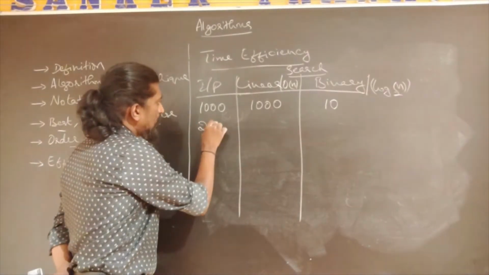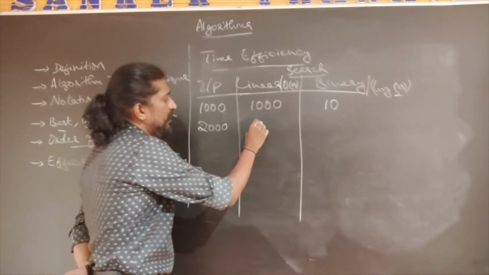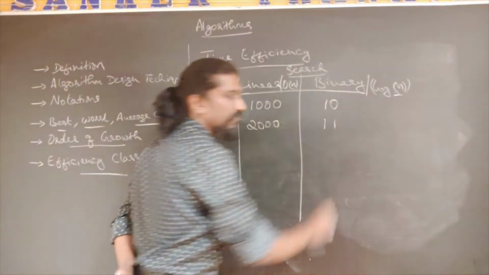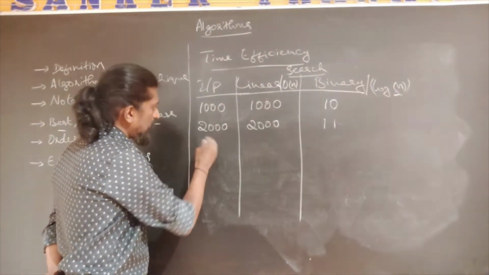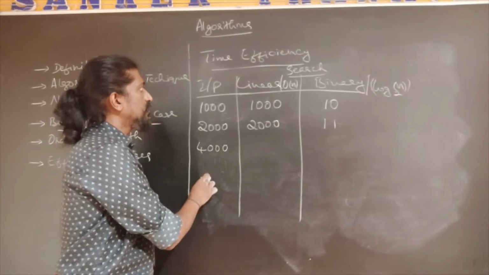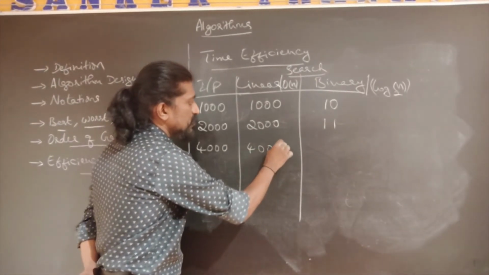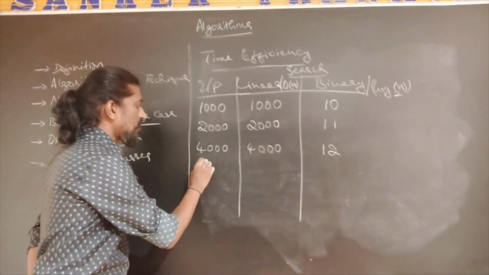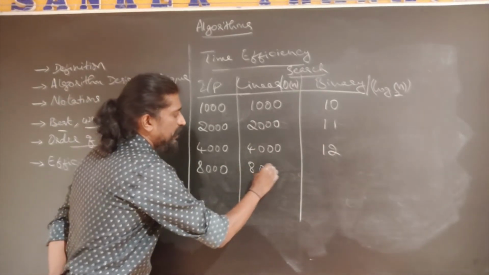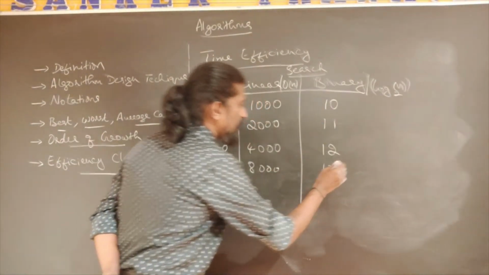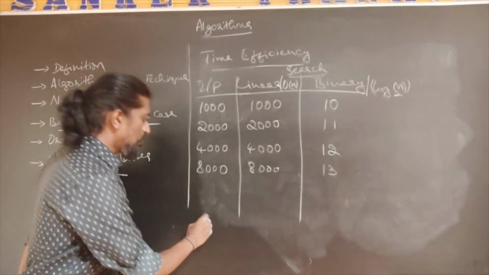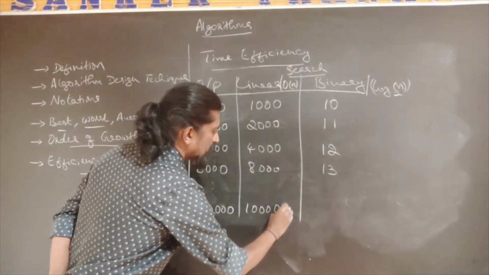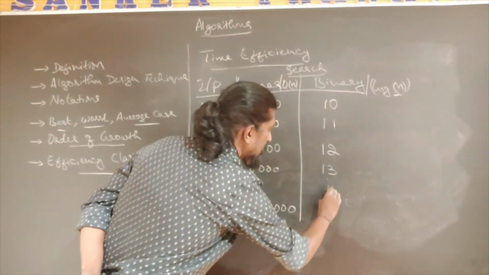Now let us assume we double the input. When we double the input, linear search takes 2000 comparisons, whereas binary search takes only 11 comparisons. If we double the input further, to 4000 numbers, linear search requires 4000 comparisons in the worst case, whereas binary search requires only one extra comparison, that is 12. For 8000, linear search requires 8000, while binary search requires only one extra, 13. In this fashion, for 1 million, linear search will take 1 million comparisons, but binary search will take just 20 comparisons.